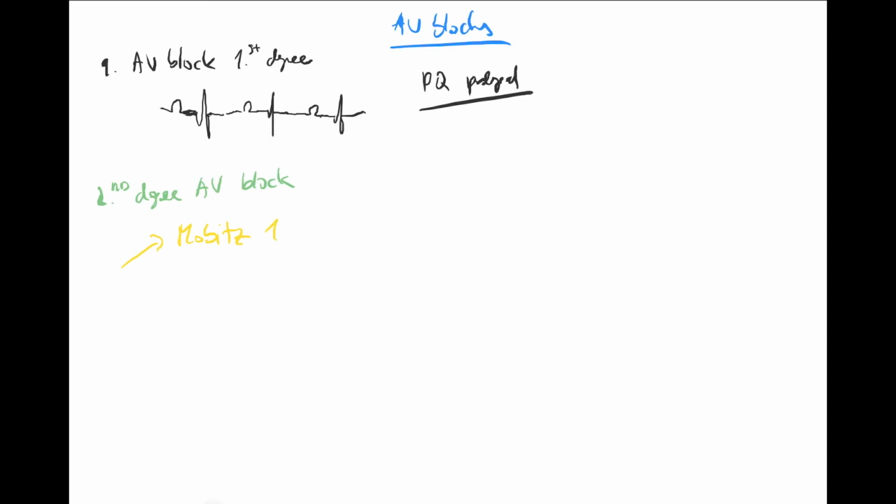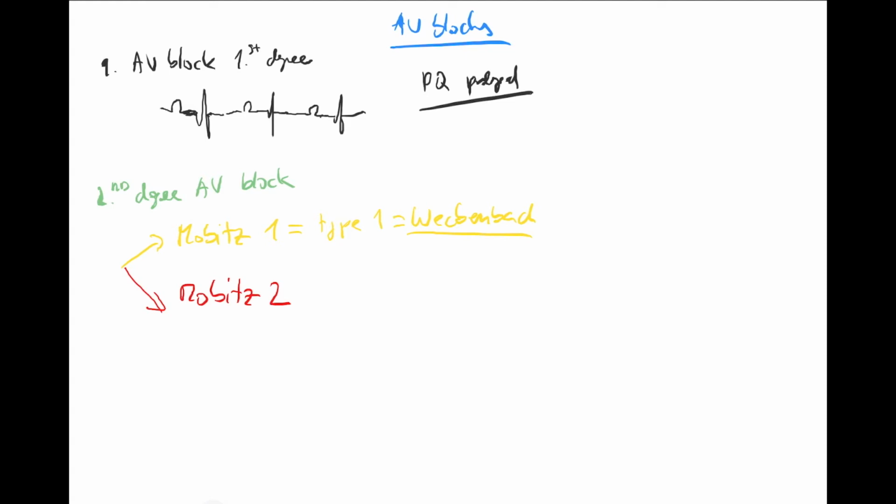Mobitz 1 and Mobitz 2. And Mobitz 2 is the dangerous one. Mobitz 1 is not, and it has other synonyms, like type 1, so it's second degree type 1 or Wenckebach, and those are Wenckebach periods. And how does it look? It's not dangerous, you're fine with it, and the thing is that the PQ prolongates, and it goes longer and longer and longer, and then it drops, okay?